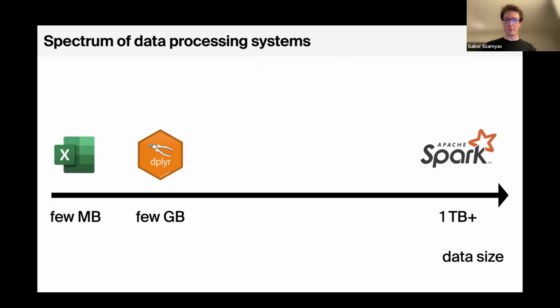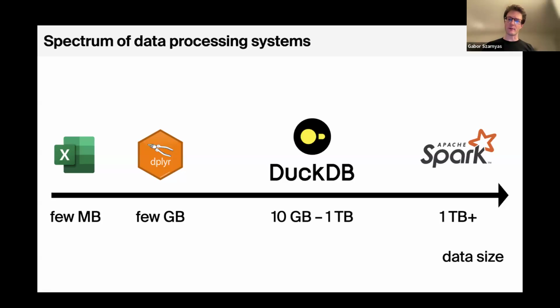So DuckDB in one slide can be put here, which is a spectrum of data processing systems. If you think about the amount of data that you have to process, for a few megabytes, Excel is great. For a few gigabytes, you can use data frame libraries like dplyr. And if you have really lots of data, a terabyte or more, feel free to run your own Spark cluster or use one of the cloud data warehouses. But this in-between space, which is actually quite large, between 10 gigabytes and 1 terabyte, wasn't really well served until DuckDB was created. And I think DuckDB has this really sweet spot position in this area.